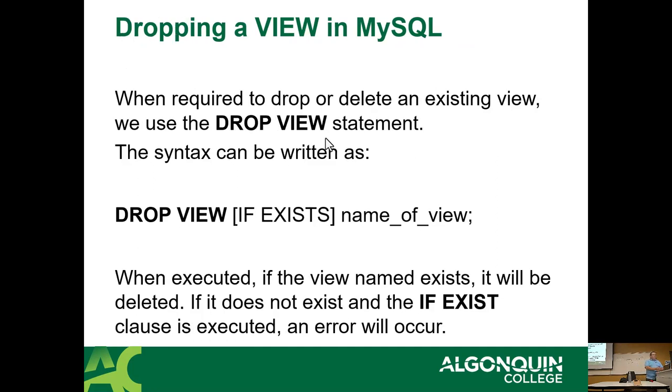If you want to get rid of a view, it's drop view if exists. Some of you may have already experienced this with drop database if exists. Essentially, drop view, name of the view. If it doesn't exist, it gives you an error. So if you include if exists, it says, hey, drop this if you can find it. If it doesn't exist, well, don't tell me in fact you didn't find it. Let's pretend it never happened.